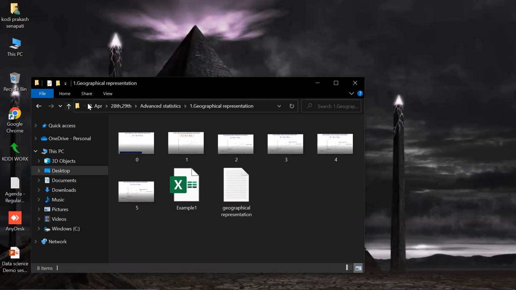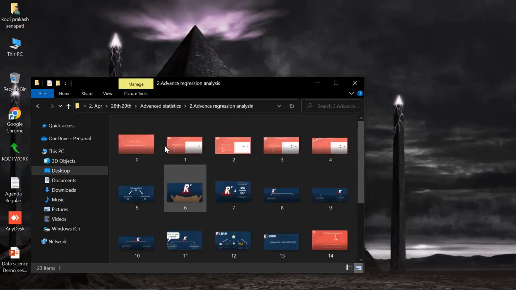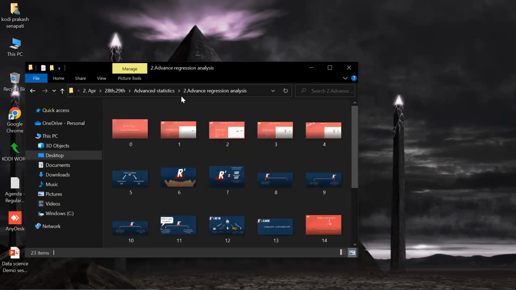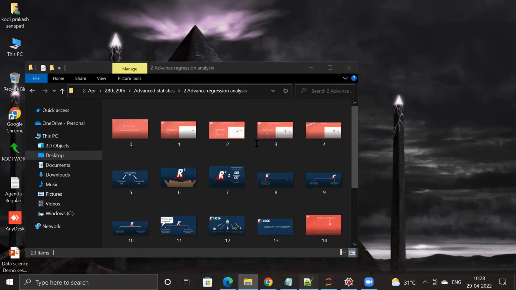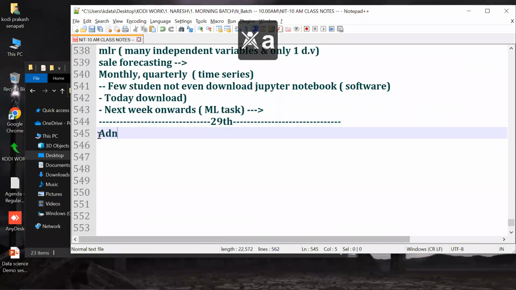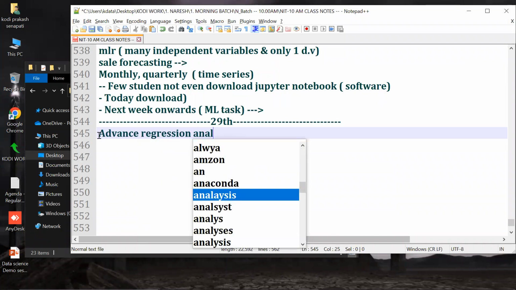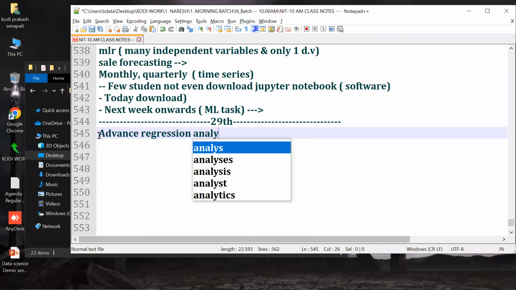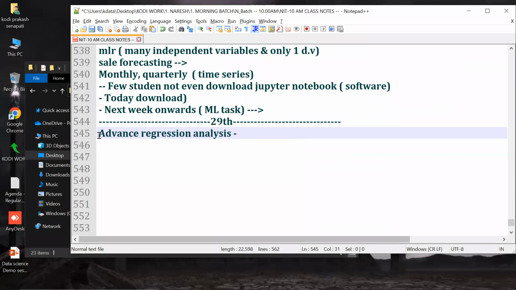And before that, advanced regressions analysis. What exactly is meant by advanced regressions analysis? Let's discuss it today. What are the performance measures of regressions, guys? What are the performance measures? R-square and adjusted R-squares, yeah?